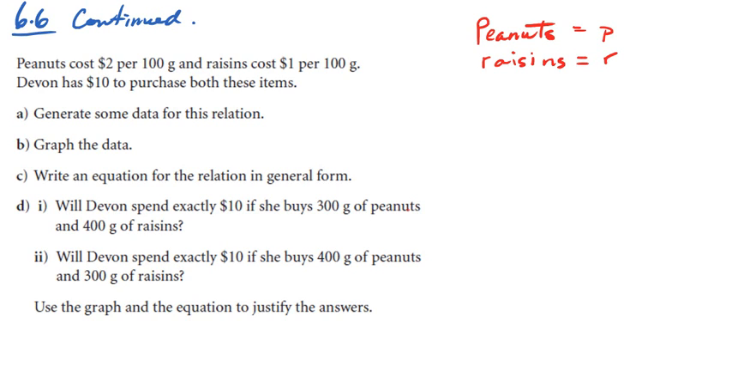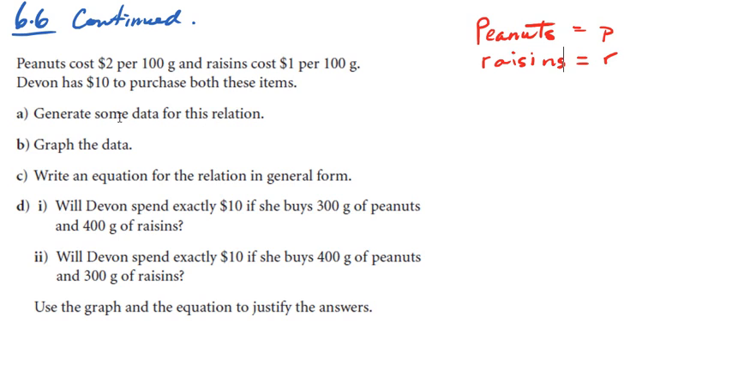All right, so in 6.6, when we talk about general form of an equation for a linear relation, one of the things we need to do in 6.6 is take a look at a word problem and generate some data, draw a graph, write an equation from that. So this is sort of a big problem, and that's why I want to take the second part of this lesson to do that.